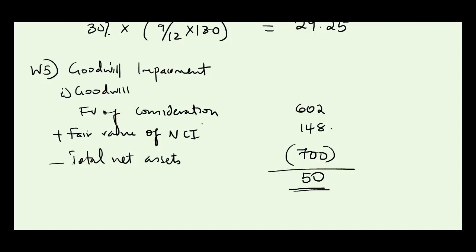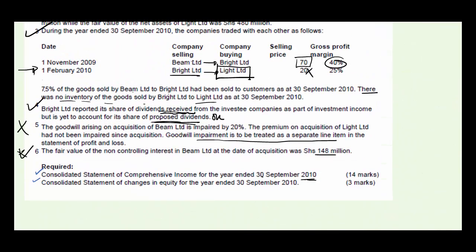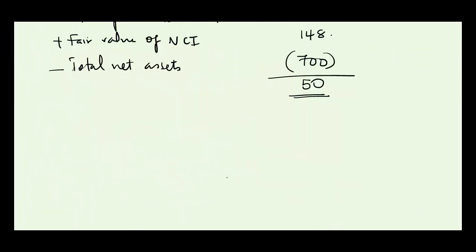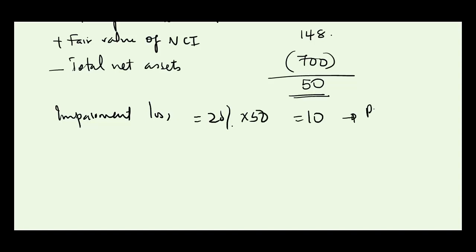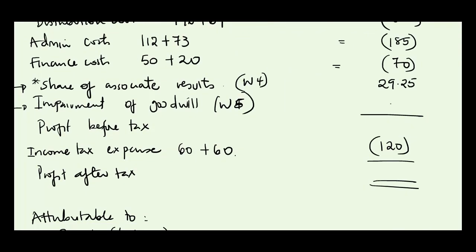Having gotten the goodwill on acquisition date, what is the impairment loss? Note number 5 says what? It says the goodwill arising in the acquisition of Beam is impaired by 20%. So impairment loss is 20% of 50, which gives you 10. So this 10 is what you get to P&L. Remember, later on we'll have to split it between the parent and the NCI. But for our purposes, we are happy with that 10. So come and put it here.